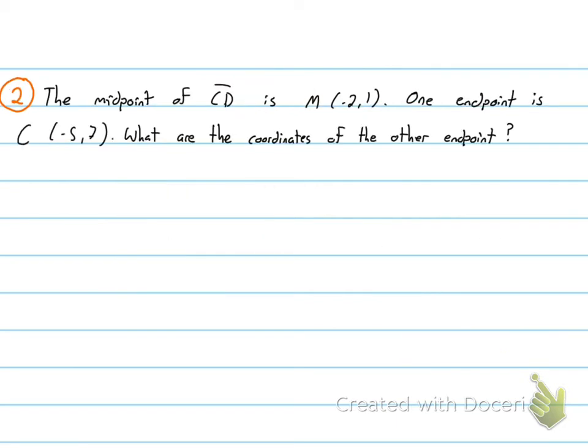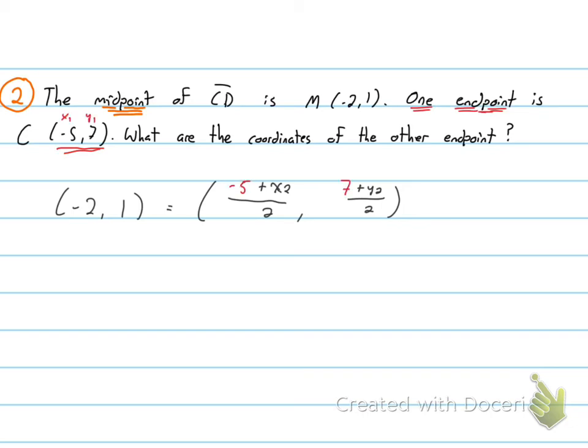In our next example problem, we have the midpoint of CD is coordinate M at negative 2, 1. One of the endpoints is C at negative 5, 7. What's the coordinate of the other endpoint? So this problem's a little bit different because here we're given a midpoint and an endpoint. So here's what we're going to do. We're going to use the same formula, but we're going to write the midpoint here. Then we're given one endpoint, so we're given one x-coordinate and one y-coordinate, so we're going to write those here.